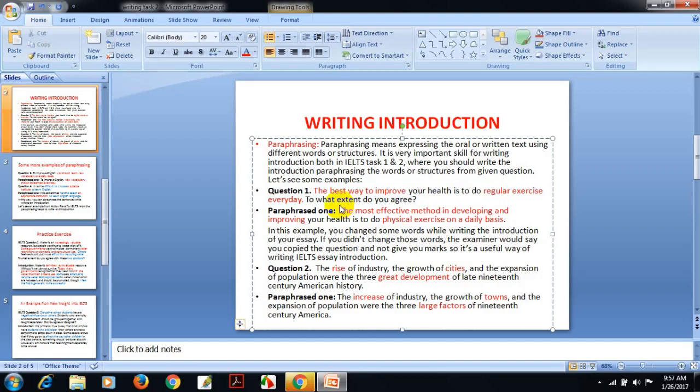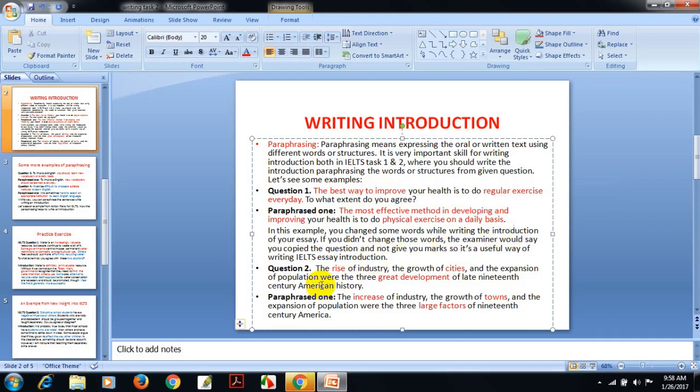As I told you before, the best way to improve is changed into the most effective method. The best is the most effective, way is method. Yes, and here it is a to-infinitive, but here it is in plus verb-ing. This kind of change occurred here to make the introduction.